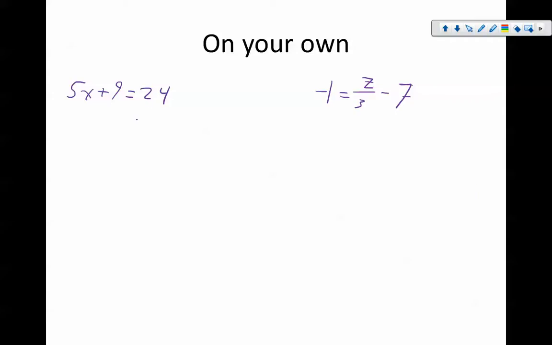All right, so here were the problems that you were supposed to do on Canvas. Let's do them together now. I'm going to use something other than purple. I'm going to use the opposite. Well, not opposite. A different color.